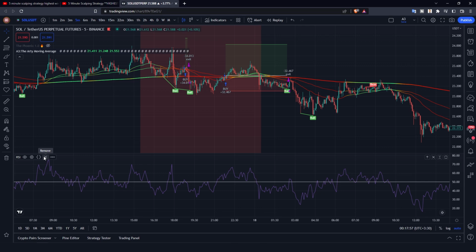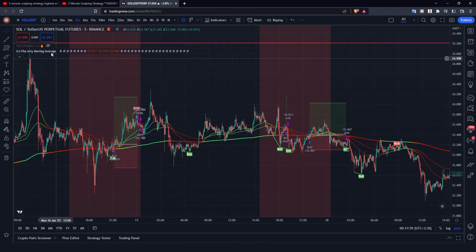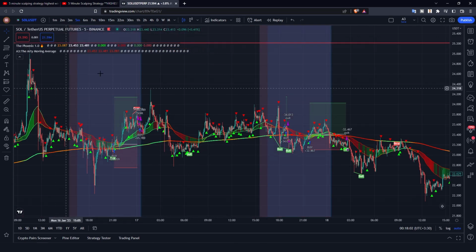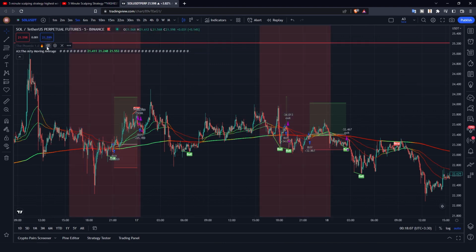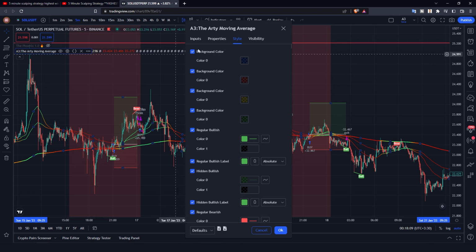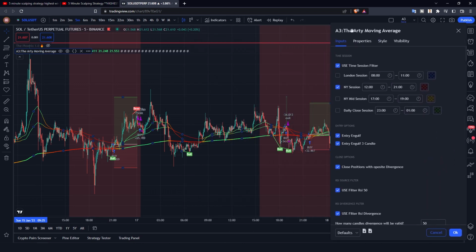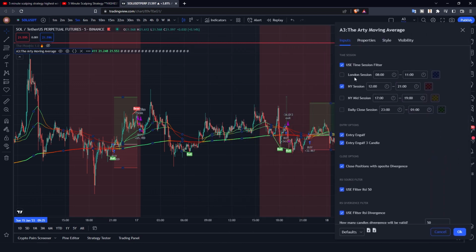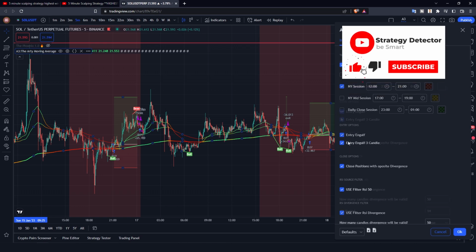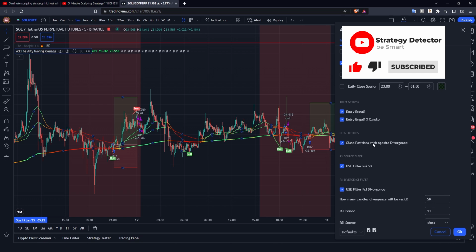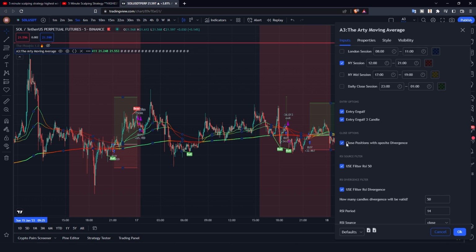Well, the next thing that I should mention is the time session. You can see we also have this part in my strategy. In this part, the Arty Moving Average, you can turn on each time session that you want. You can use these entry options, entry engulf, 1 candle, and you can turn the opposite divergence on. When you have the opposite direction and the opposite divergence, you can exit the position.